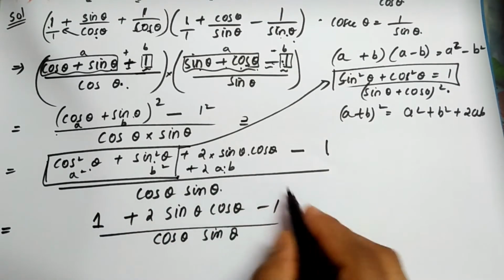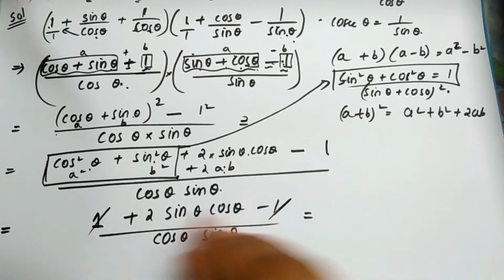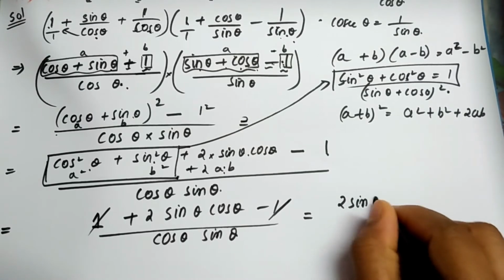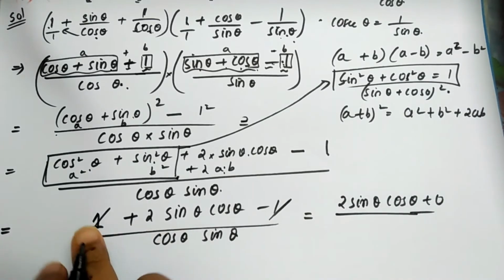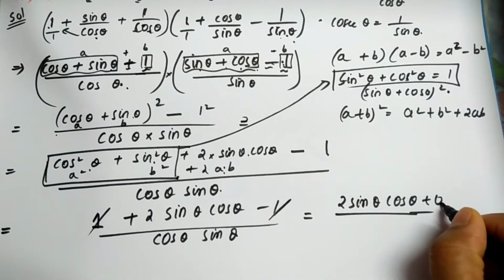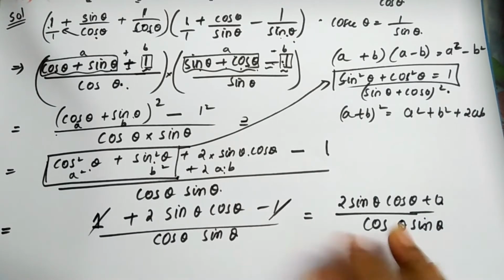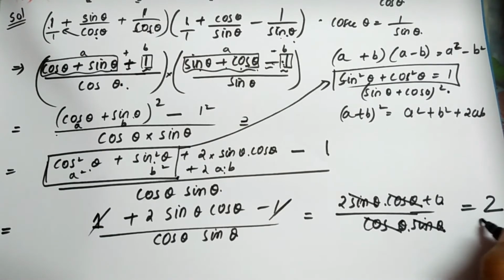Okay, plus 1 and minus 1 get cancelled, right? It's nothing but 0. So 2 sin theta cos theta plus 0, since 1 minus 1 gets 0, divided by cos theta into sin theta. Okay, now what happens? This sin theta gets cancelled since it's a multiplication. This cos theta gets cancelled. What are we left with? The answer is 2.